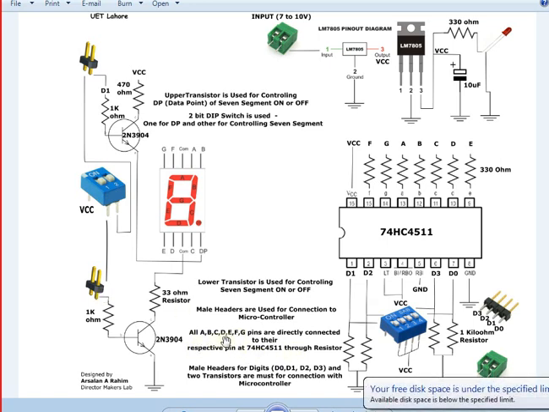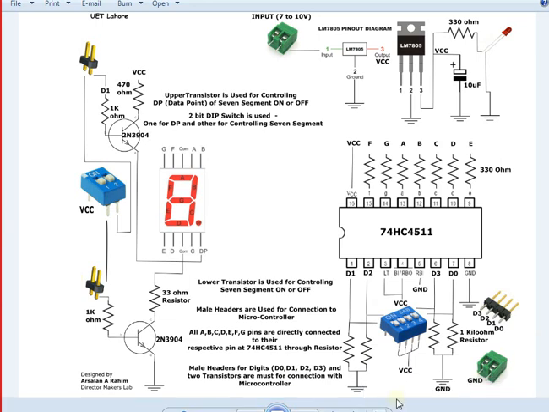So all the A, B, C, D, E, F, G pins are directly connected to their respective pins at the 74HC4511 through resistors, and that resistance is 330 ohms. And then I have male headers for digits D0, D1, D2, D3, and two transistors are a must for connection with the microcontroller. Now you want to control all of this circuitry in this region through a microcontroller.